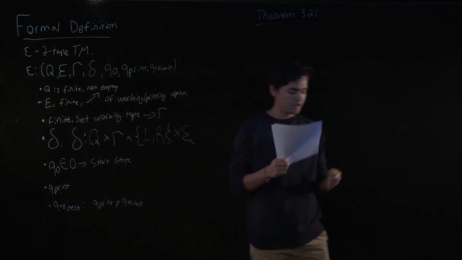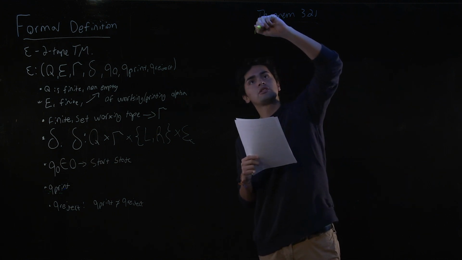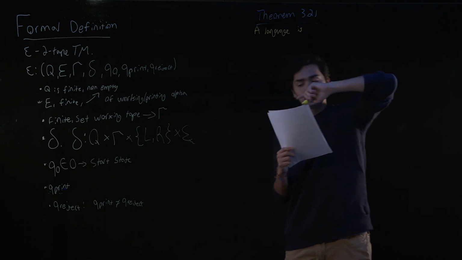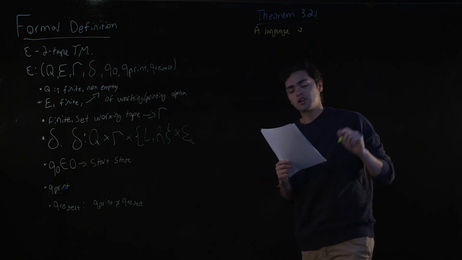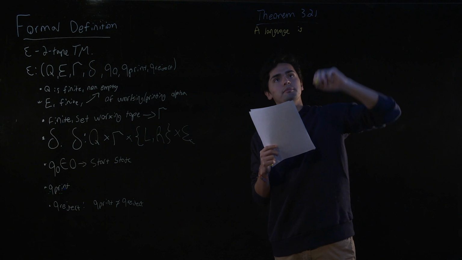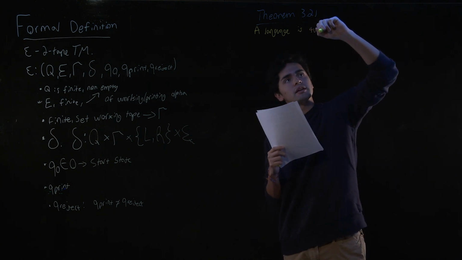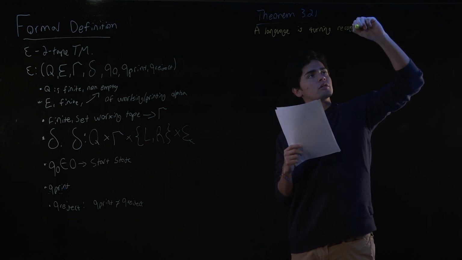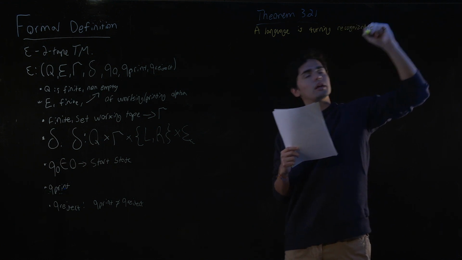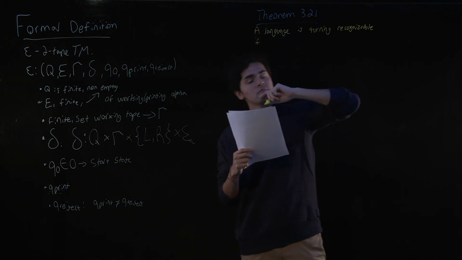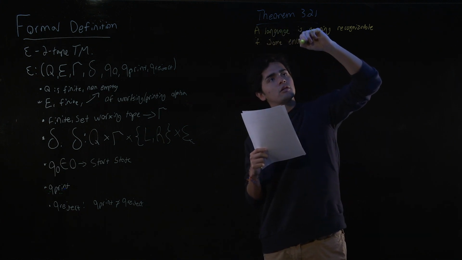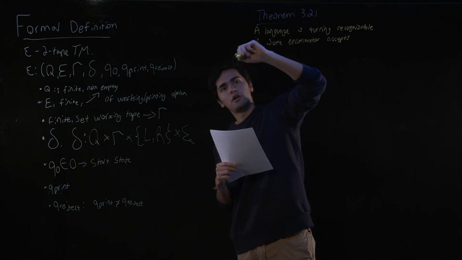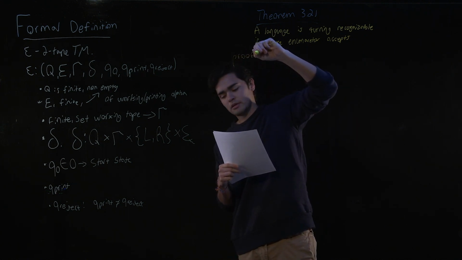What this theorem is trying to prove is that a language is Turing recognizable if and only if some enumerator enumerates it. So a language is Turing recognizable if some enumerator accepts it. Our proof of this theorem will look like the following.